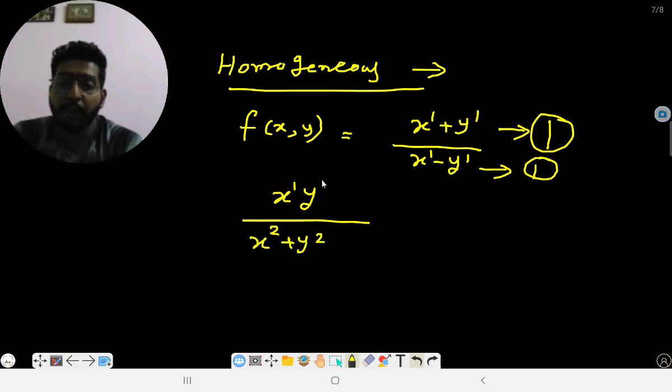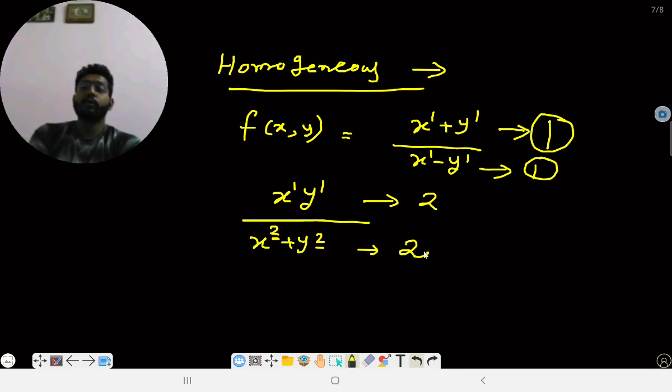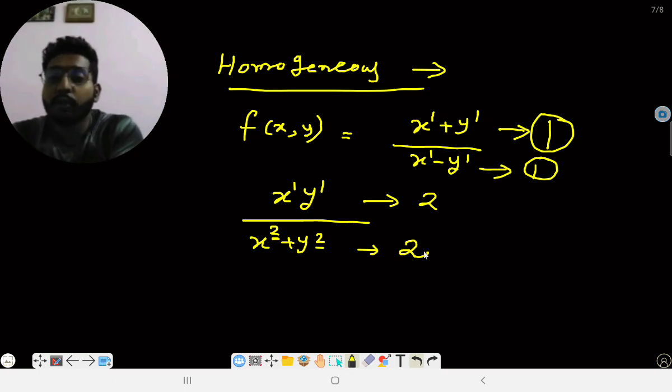You can see the power is 1, here also the power is 1, but there is a product. Now if there is a product, the power will increase. That means it will be added, 1 plus 1, that means 2. Here the power is 2, here the power is 2, but it is an addition, that means it will be unchanged. So the whole power will be 2. Now we can see the numerator and the denominator have the same power. If they have the same power, that means it is homogeneous.